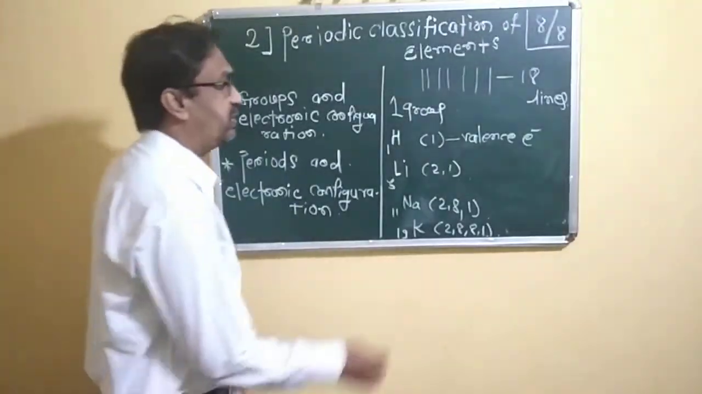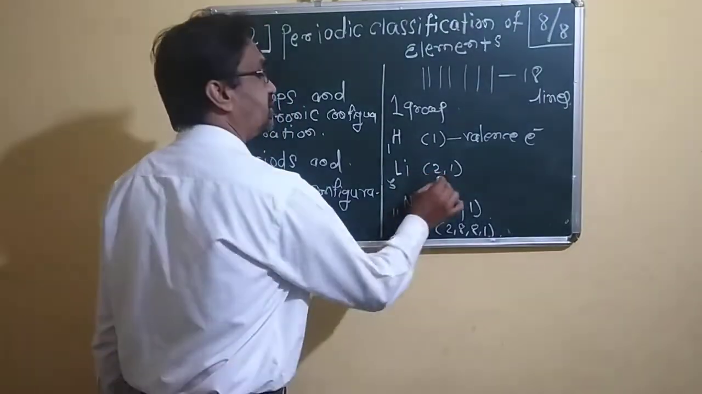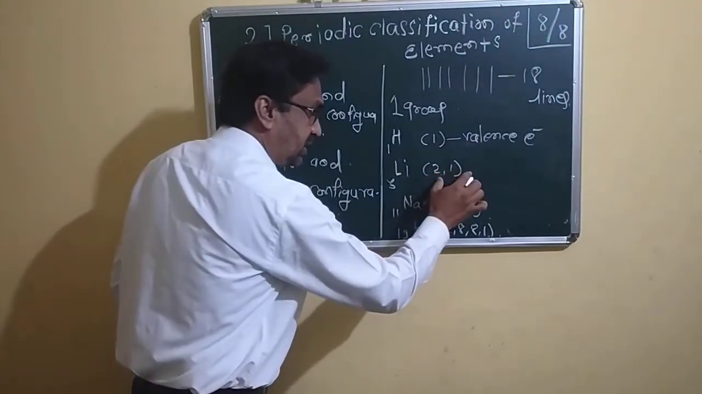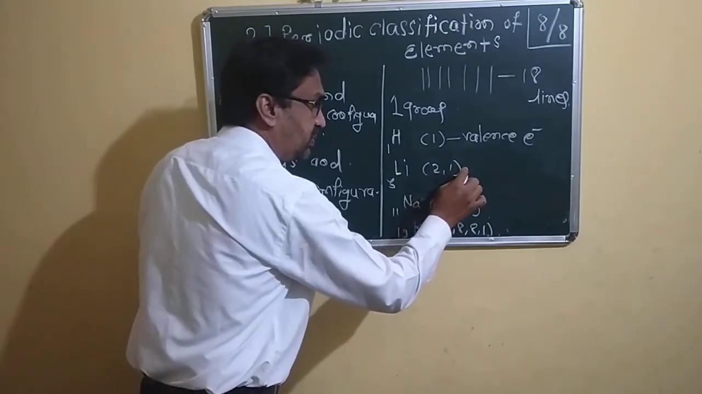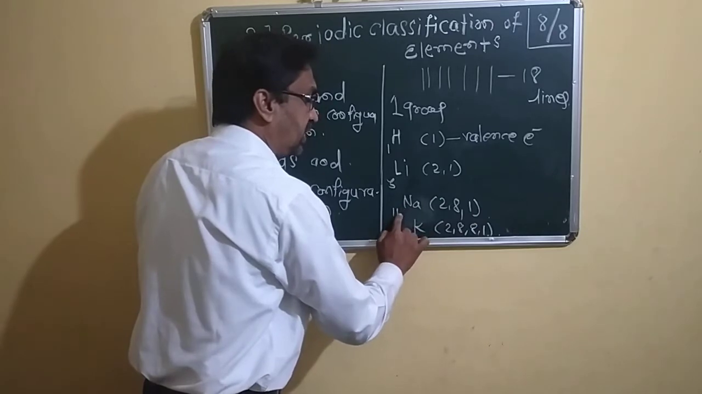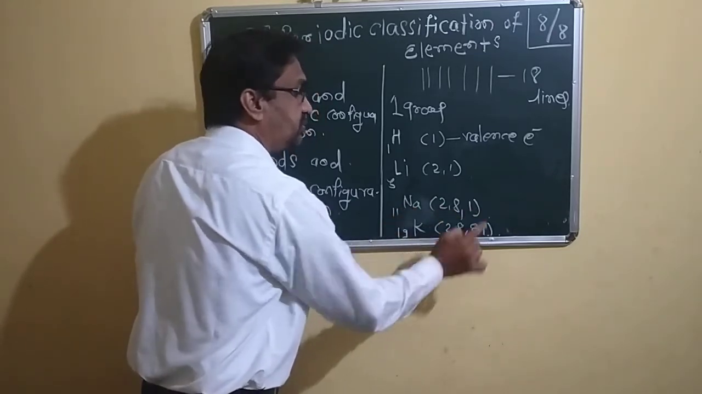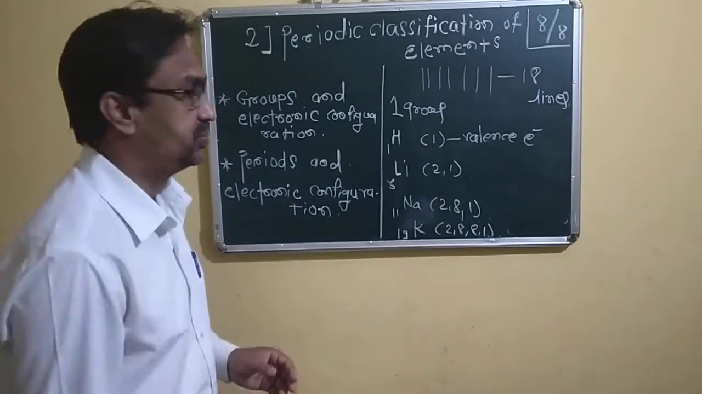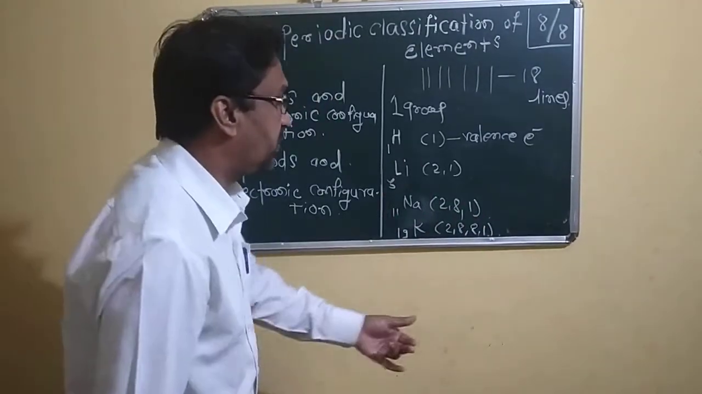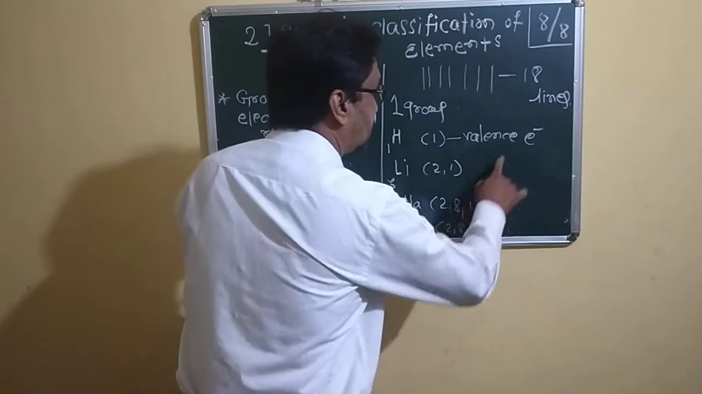In lithium, its electronic configuration is 2, 1. In the last orbit, the outermost shell, the number of electrons is 1. For sodium, its electronic configuration is 2, 8, 1. In its last orbit, which is the valence orbit, the valence electron is 1.